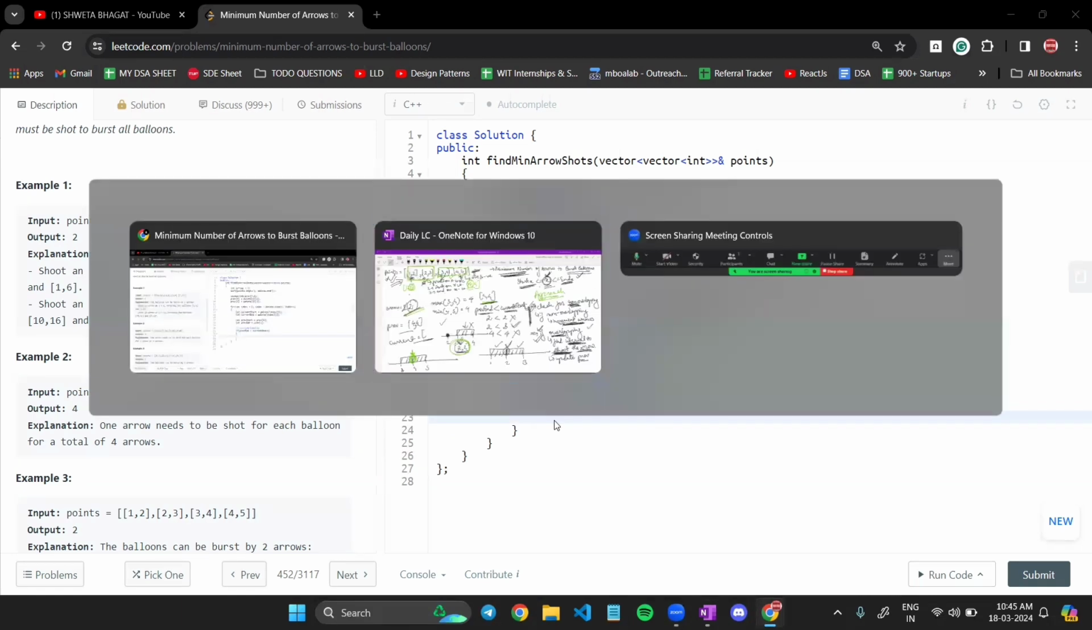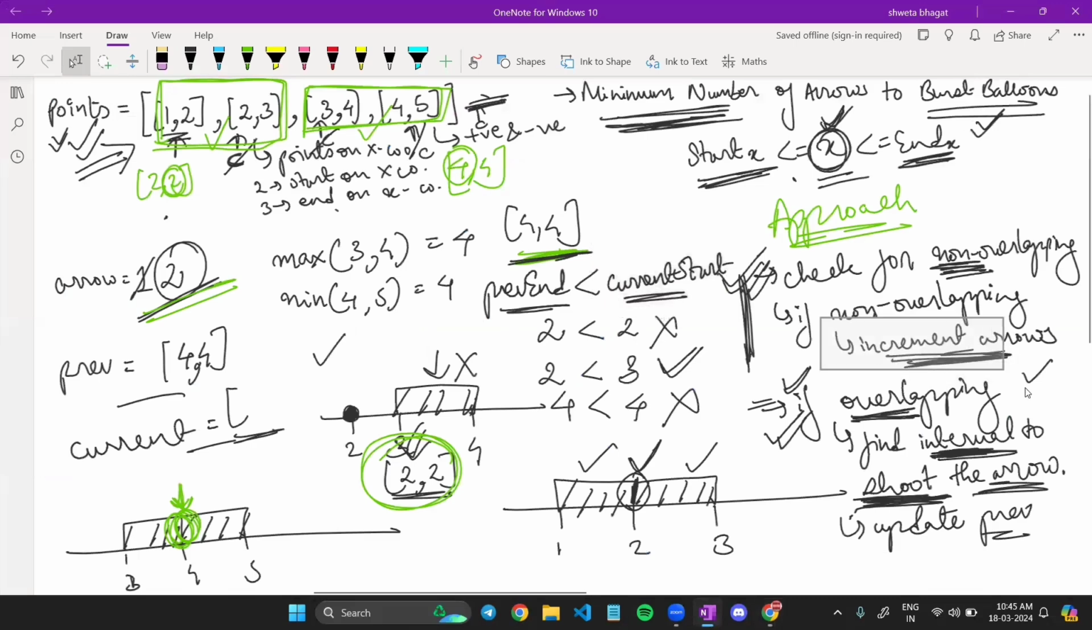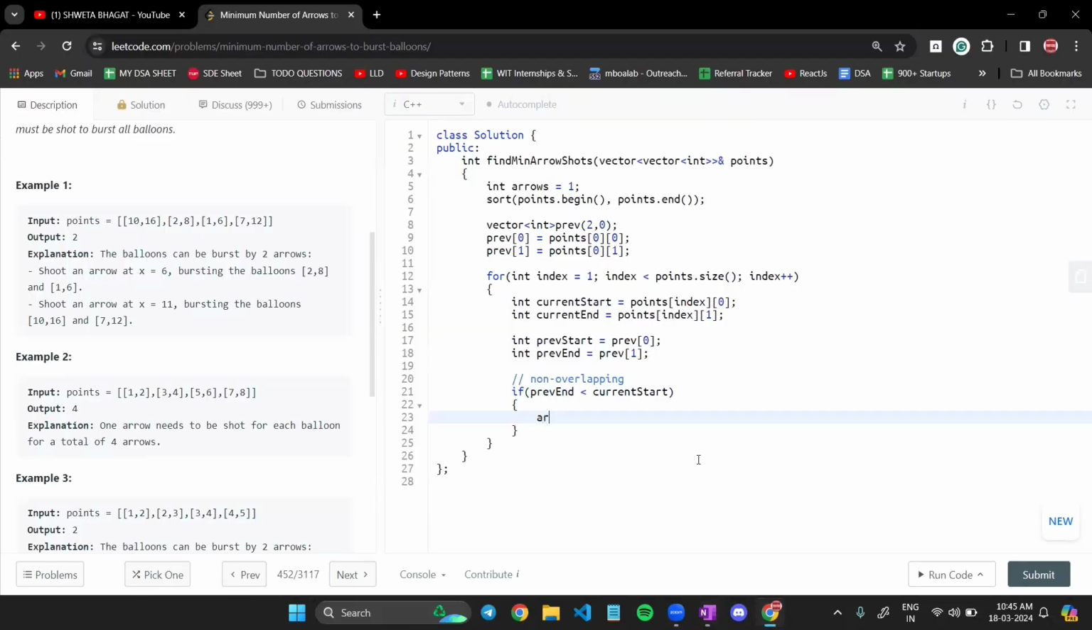So if they are non-overlapping, what we have to do? We have to simply increment the arrows. So we will say arrows++, because if they are non-overlapping, it means that we need an arrow to burst the balloon at the current interval, right? So that's why we have incremented the count of the arrows. And we have to update the previous with the current interval, right? Previous[0] would be the current start. And previous[1] would be the current end, correct? So we have updated the previous.